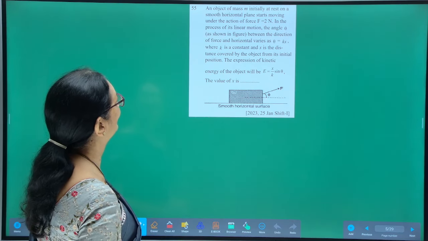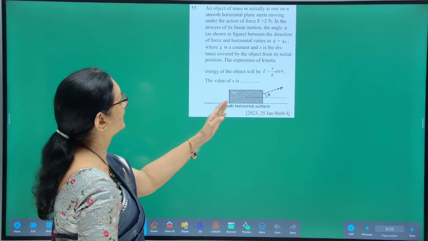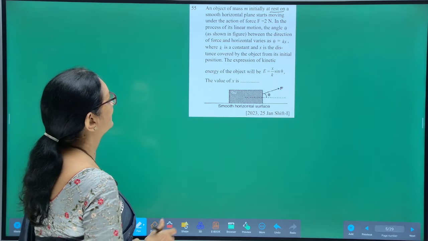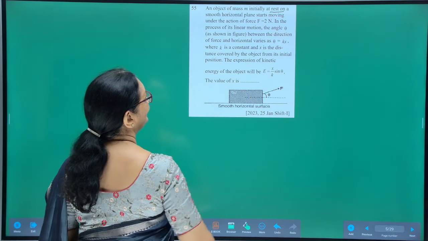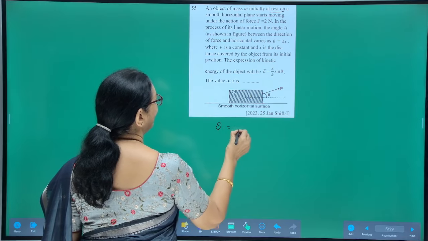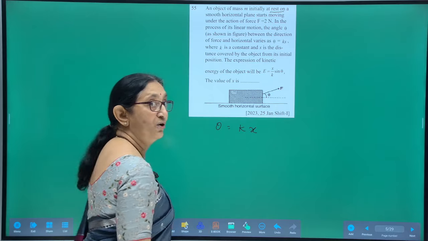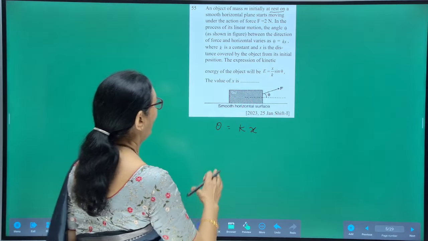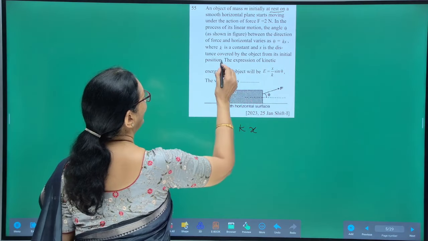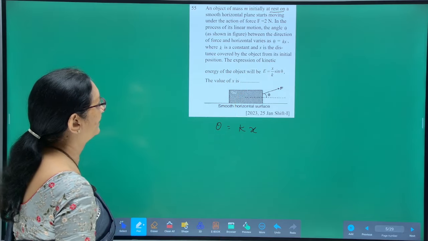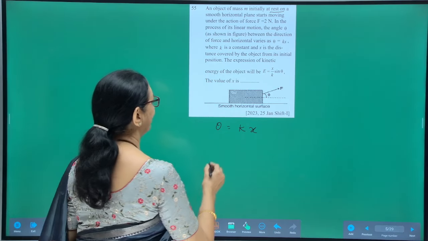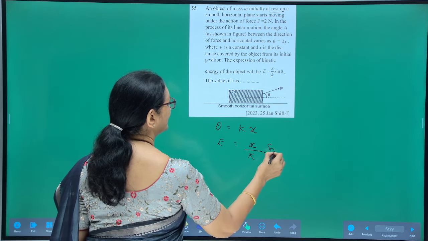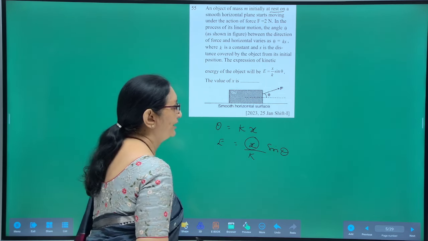Look into this problem carefully. An object of mass m initially at rest on a smooth horizontal plane starts moving under the action of force F applied at an angle theta, where theta is related to the displacement. Theta is not a constant factor, it is varying as the block moves. As per the relation, theta is kx, where k is constant, x is the distance covered by the body. The expression for the kinetic energy is given as x by k into sine theta. You need to find the value of x.